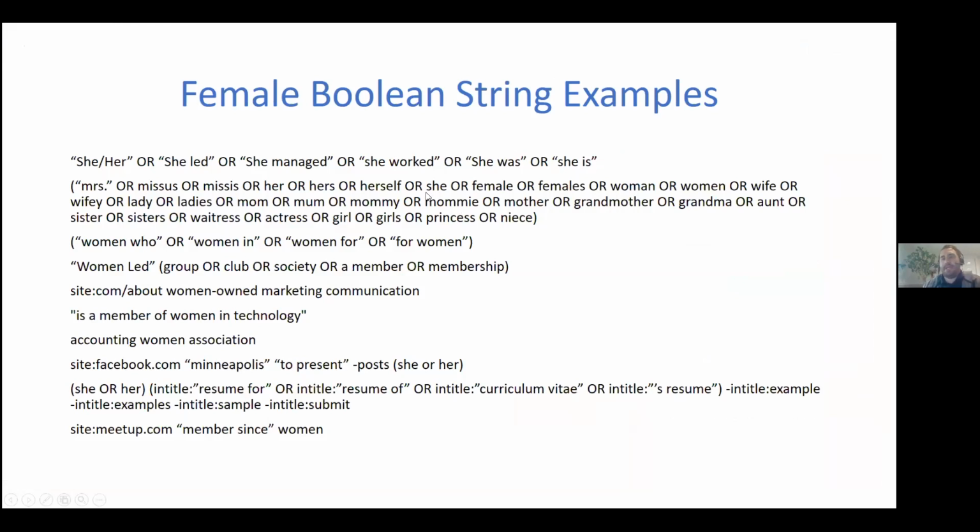So yeah, there's ways to find diverse groups. There's also strings to use for female too. There are many different titles: women led, women in, women for women. Is a member of Women in Technology. She, her is the most common one that I've used. So she, her, and then looking for resumes, member stitch woman. There's lots of different strings. I won't go into too much detail on these, but I'll share the deck after this presentation, so you can experiment a little bit with these terms, because they're really good suggestions too.